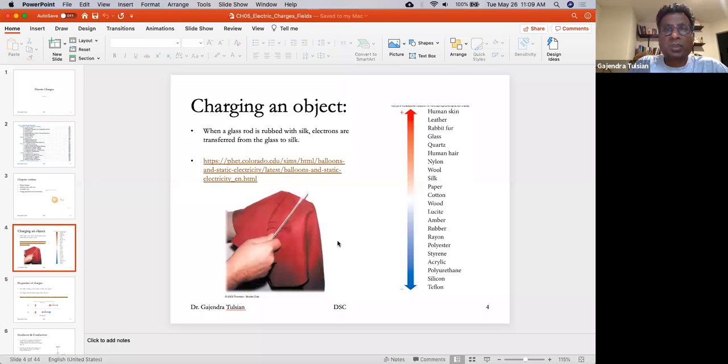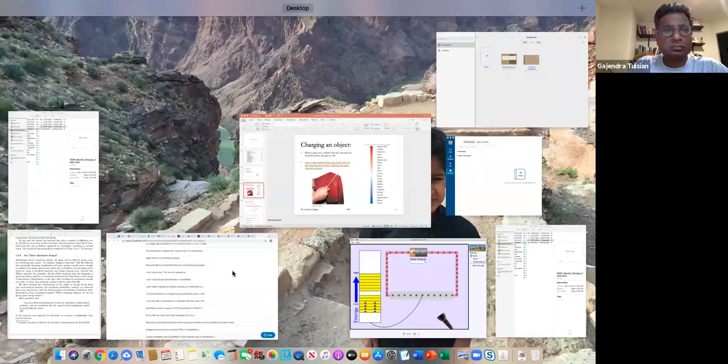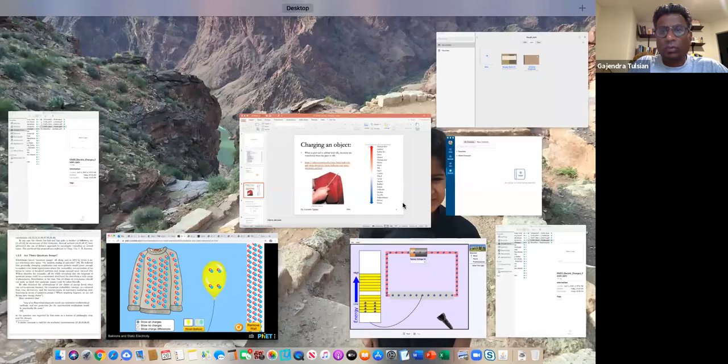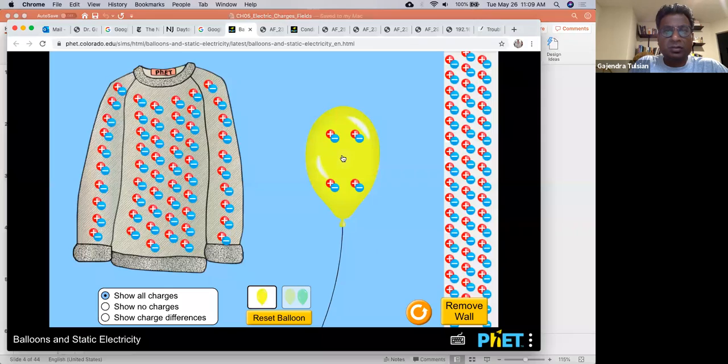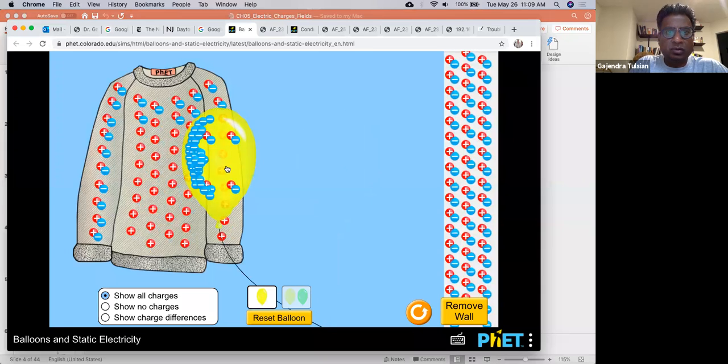So let me show you a demonstration of that. We're going to rub rubber against wool. The rubber balloon will grab electrons from the wool and become negatively charged. So here we go. Here's rubber against wool, and you see it became negatively charged. And if I let go of it, of course, it gets attracted toward the wool sweater.